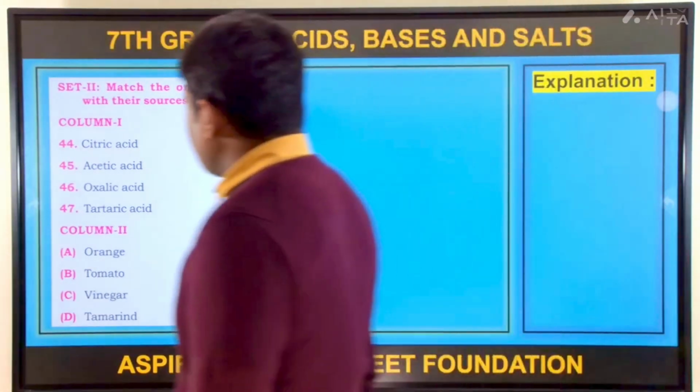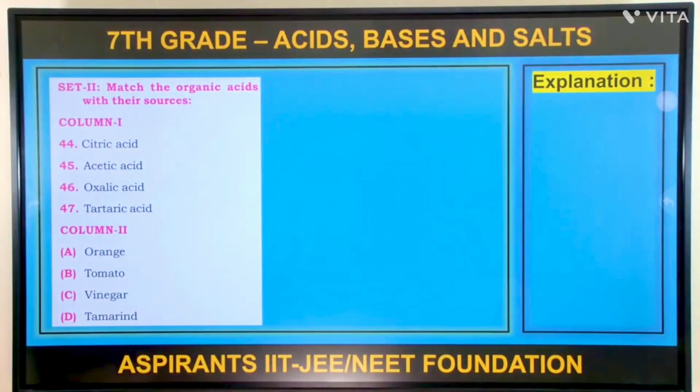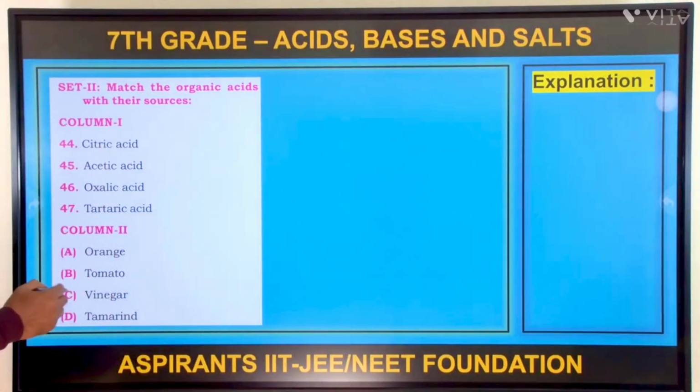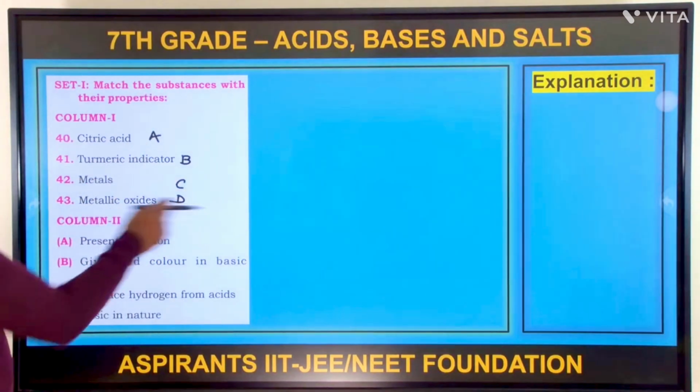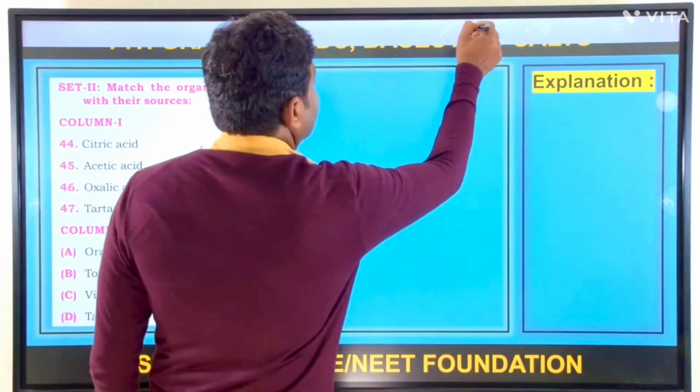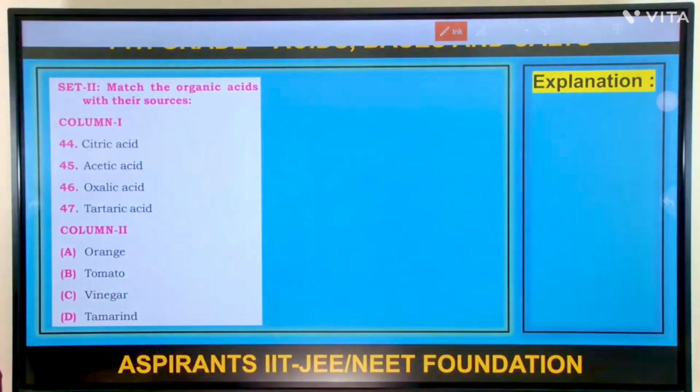Here organic acids and their sources are given. We need to match organic acids with their sources. Citric acid is found in orange.